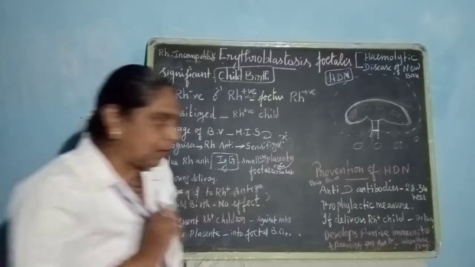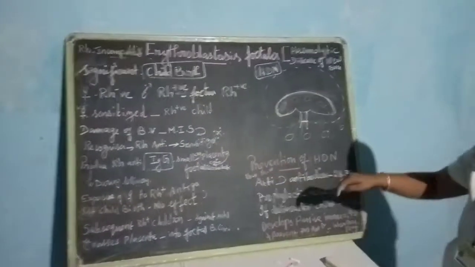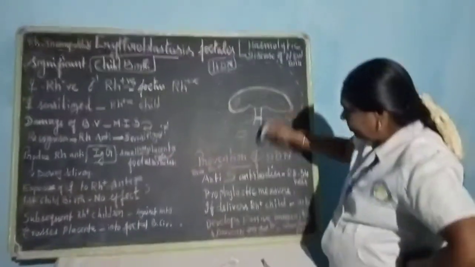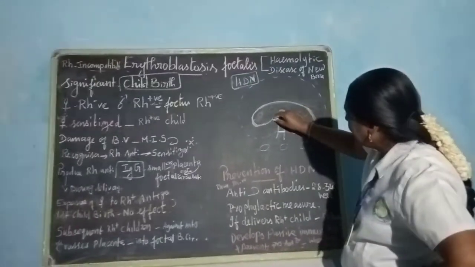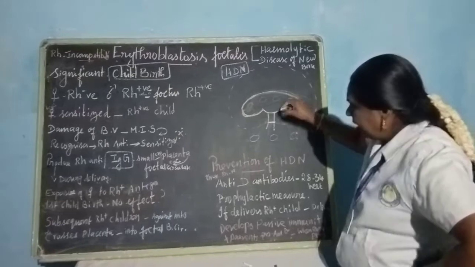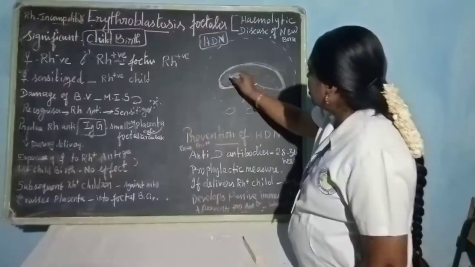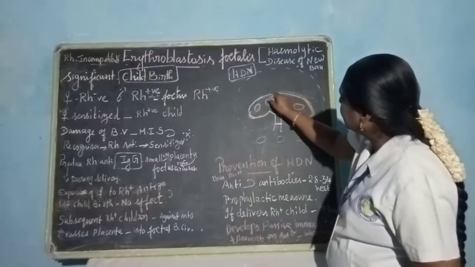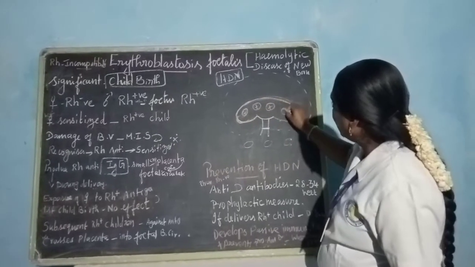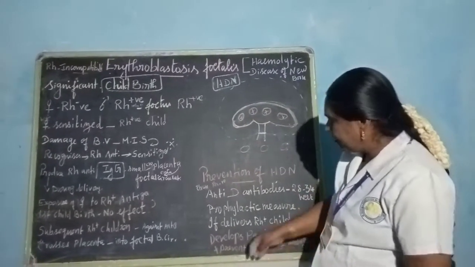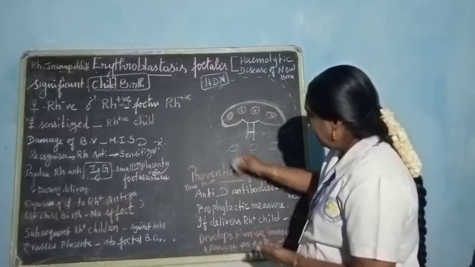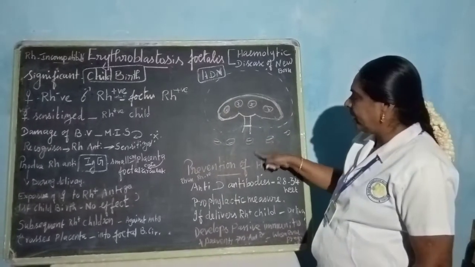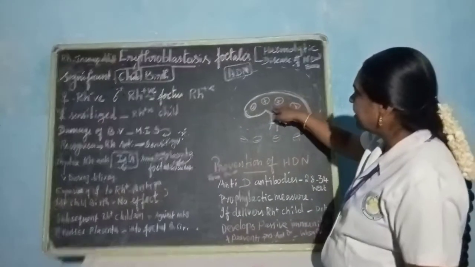But now I will explain how erythroblastosis fetalis happens. Here, assume this is a fetus. This child has what? Is this positive or negative? This is RH positive. Whereas the mother has what? She has RH negative. The mother's body carries the RH negative factor. Here there is RH positive.